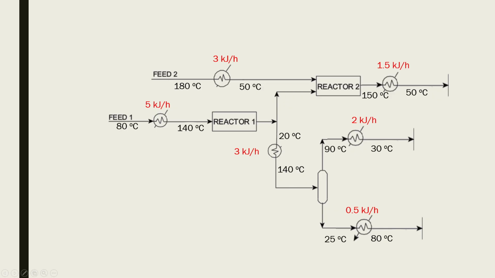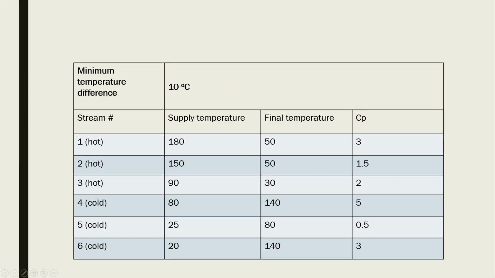Then we are going to get this table. We're going to give each stream a number. We're going to write whether it is a hot stream or a cold stream, and tabulate its supply temperature, final temperature, and CP. In this particular example, it is given that the minimum temperature difference is 10 degrees Celsius.